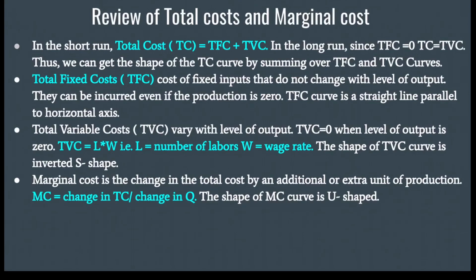Review of total cost and marginal cost. In the short run, total cost TC is equal to TFC plus TVC. In the long run, since TFC is equal to 0, TC is equal to TVC. Thus, we can get the shape of the total cost curve by summing the TFC and TVC curves.